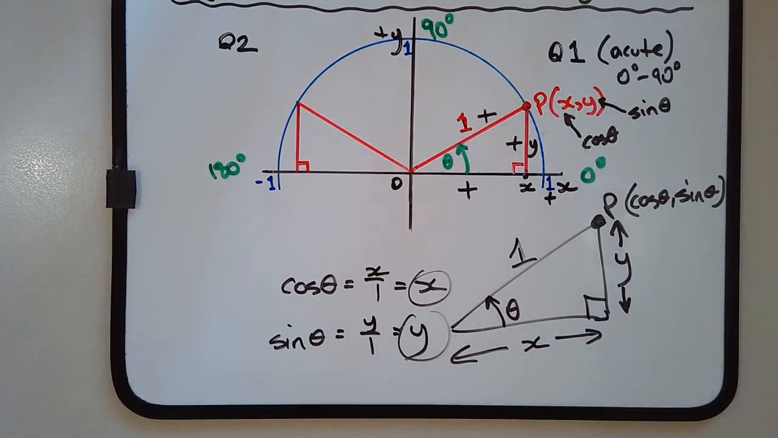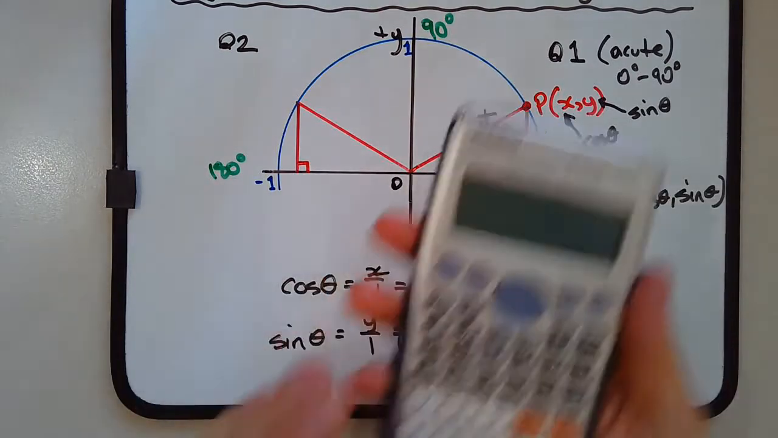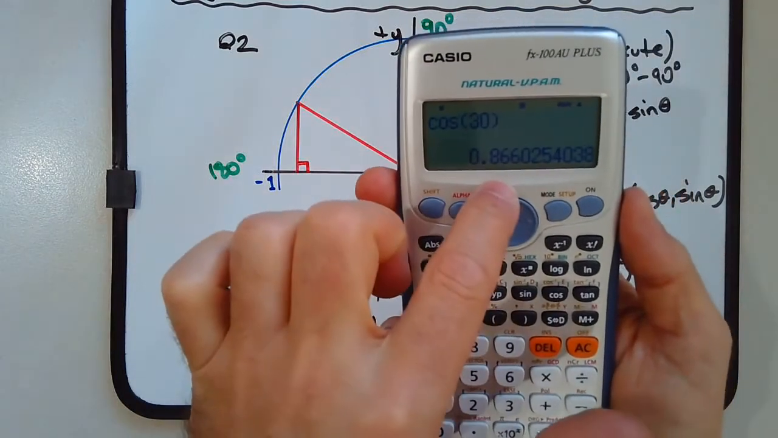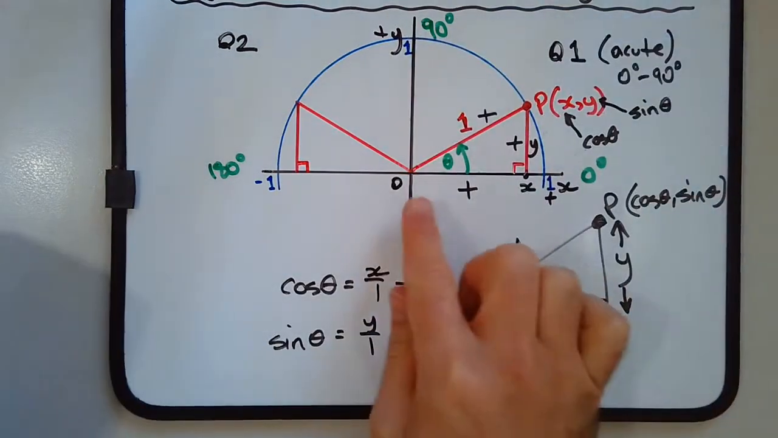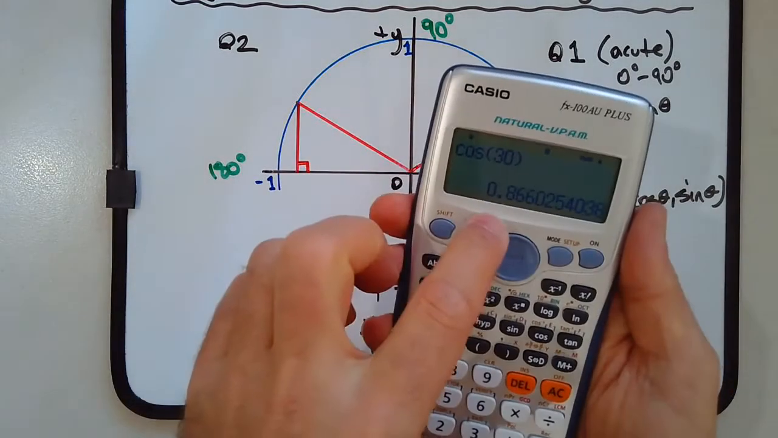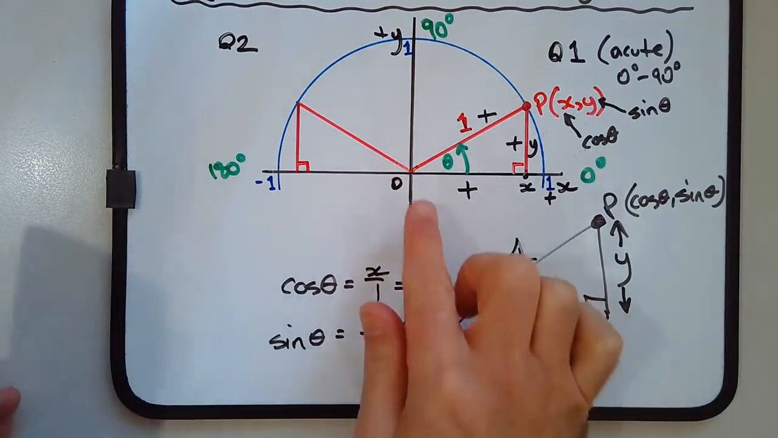So let's say, for example, theta was 30 degrees. What would the x coordinate be? Let's try that. Cos of 30. Well, we know what that is. That's just root 3 on 2. So in actual fact, x would be at root 3 on 2, roughly around 0.866 to the right of the origin.